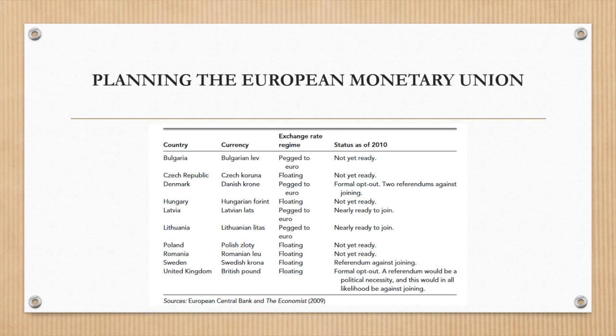Okay, next one. We're going to discuss the planning of the European Monetary Union. The history of monetary integration in Europe has roots that go back to the immediate post-World War II period. We already discussed in chapter 8 the evolution of the European Union from 1951 to 2007.